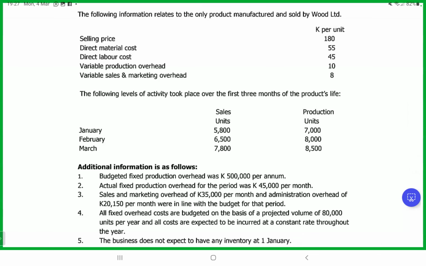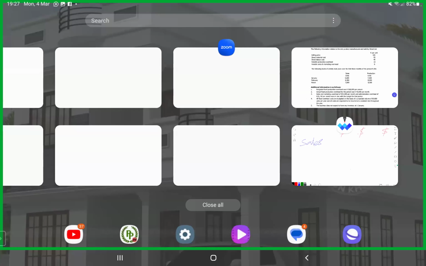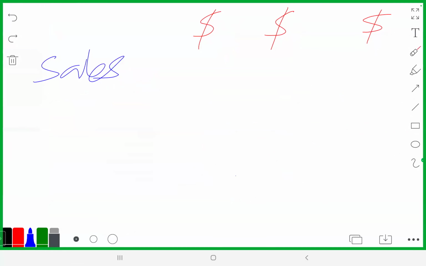Okay, that's right then. So what is 180 multiplied by the units that were sold in January? There were 5,800. That's 1,044,000. So that's the selling price multiplied by the units that were sold. There were 5,800 in January.